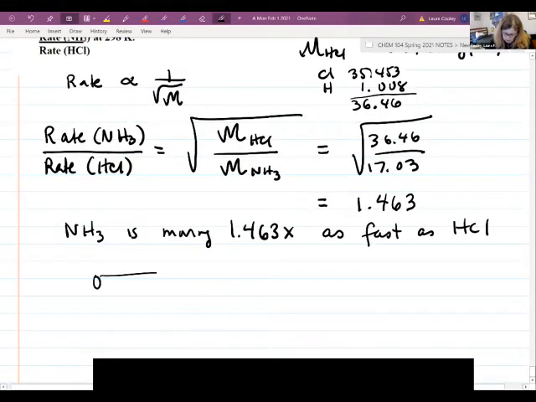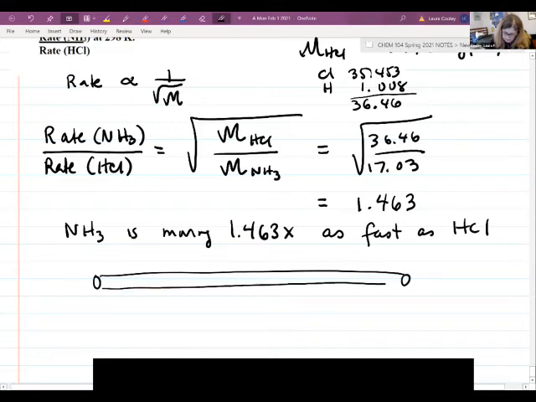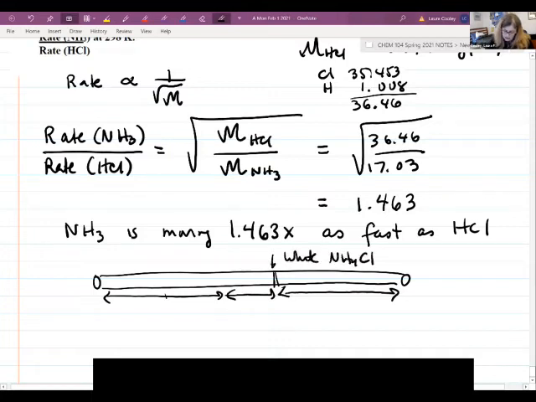So if you have a tube, if HCl moves this much, the NH3 will move 1.5 times that much. So like this much, right? 1.5. And then you see your white ammonium chloride over here, if you started with NH3 on this side and HCl on that side. Okay, so that sort of explains that.